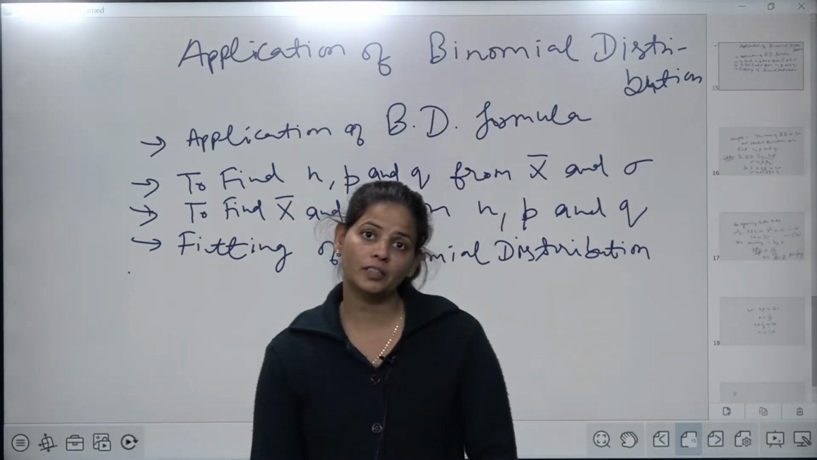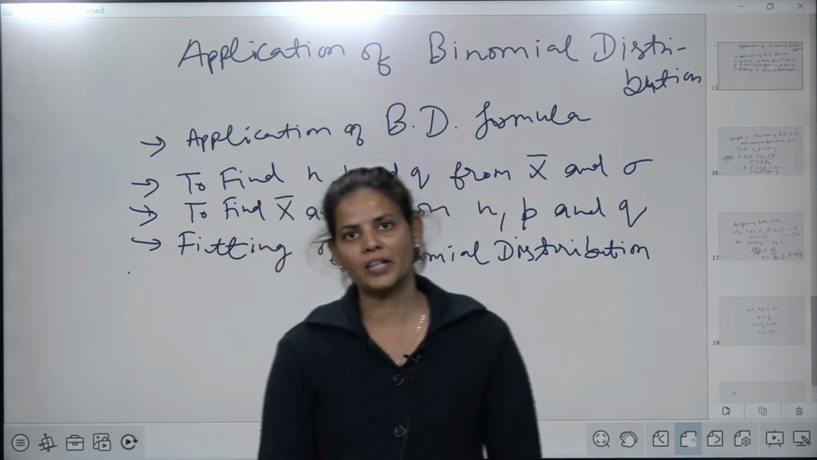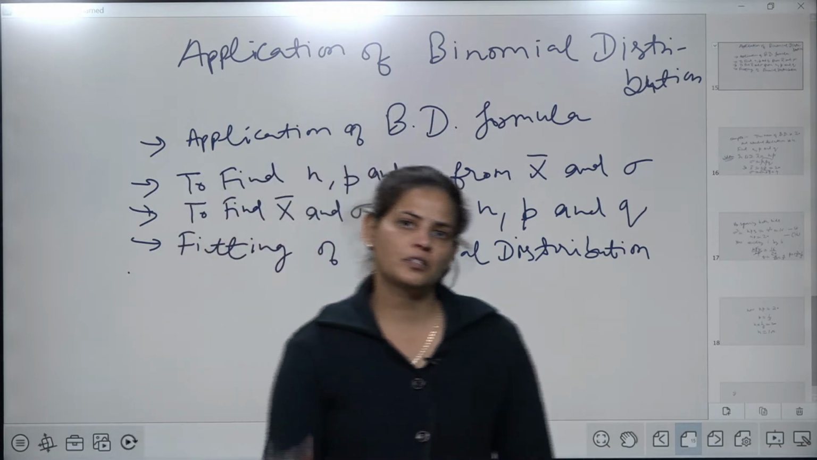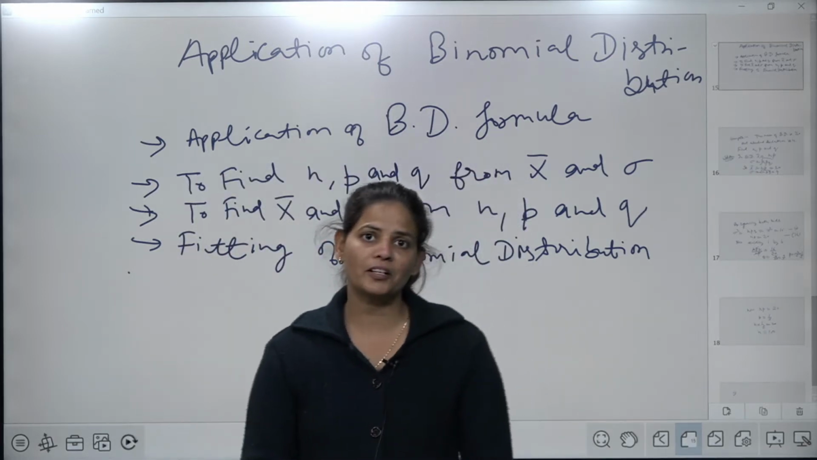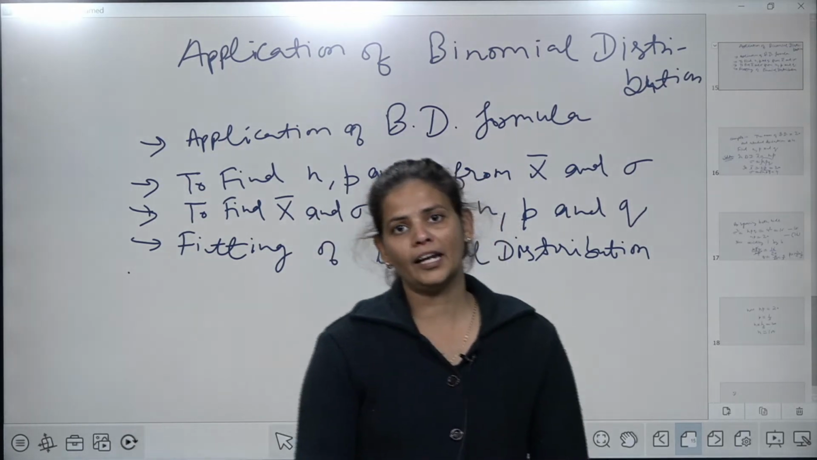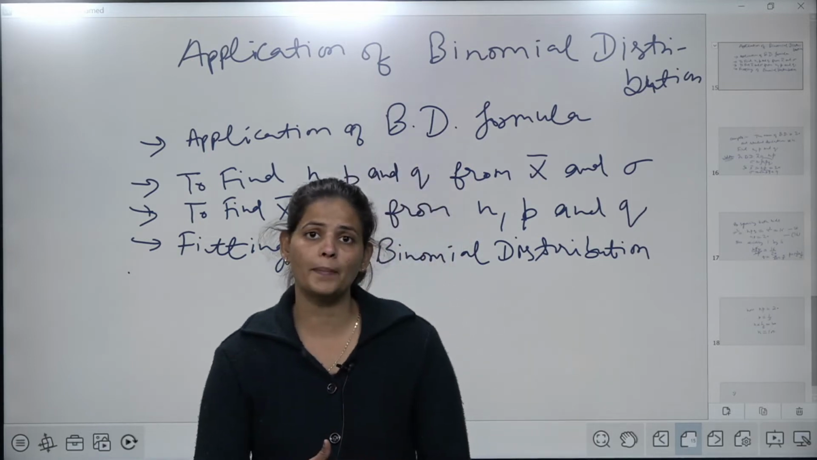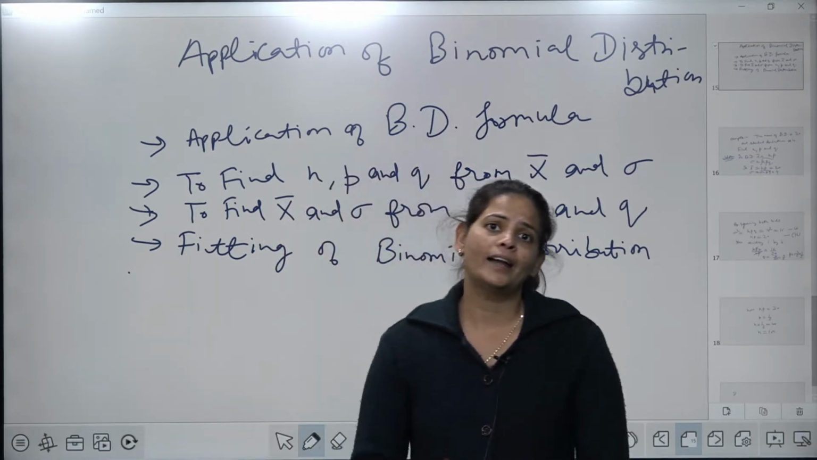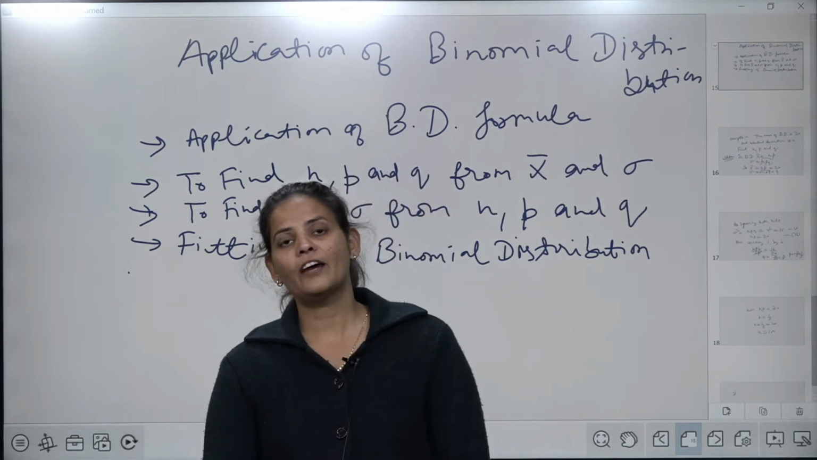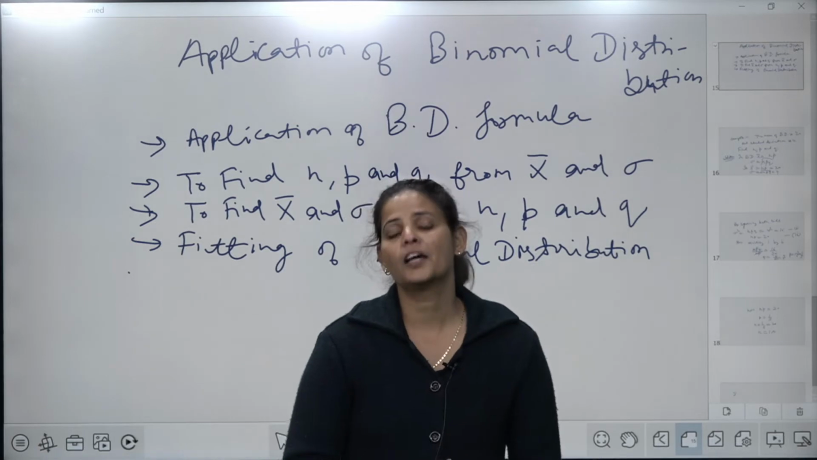Today we will do the topic that is binomial distribution. We have already started this topic and we have already done what is binomial distribution. Binomial distribution is basically a probability distribution and it is a discrete probability distribution, and we have already covered the concept, the assumption and the properties of binomial distribution, and we have started in our last lecture application of binomial distribution.